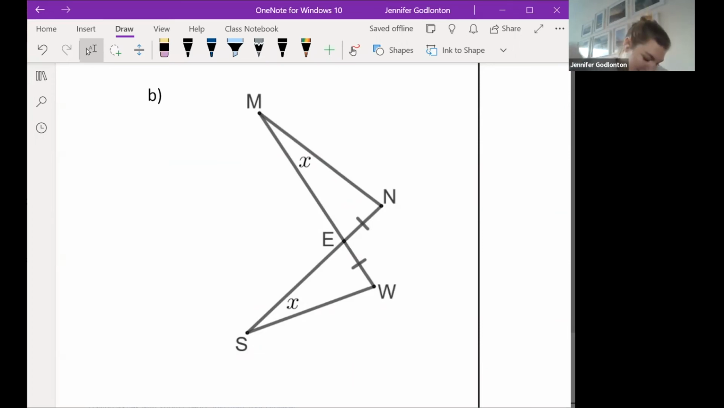Okay, but at the moment, all we're trying to do is we're trying to prove that these two triangles are congruent to each other. So let's see.